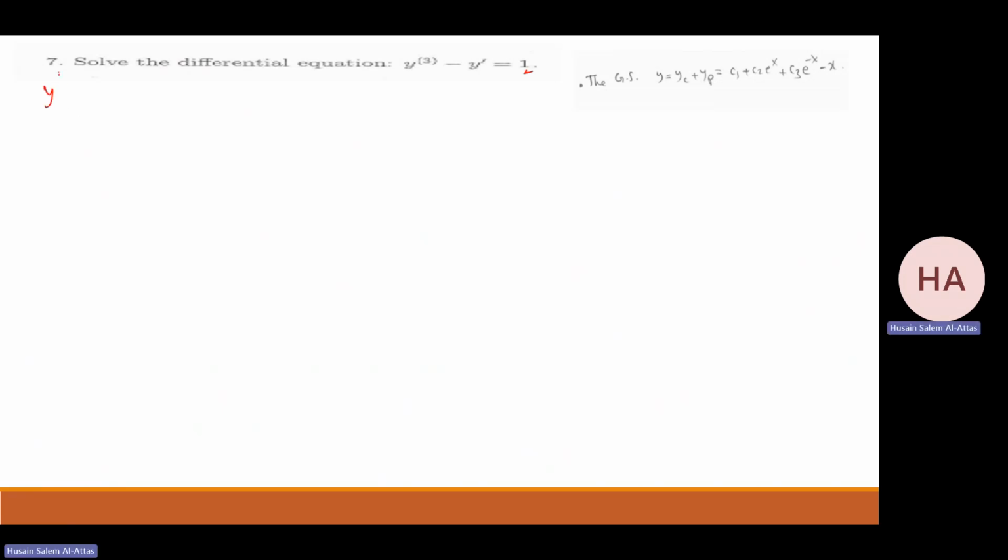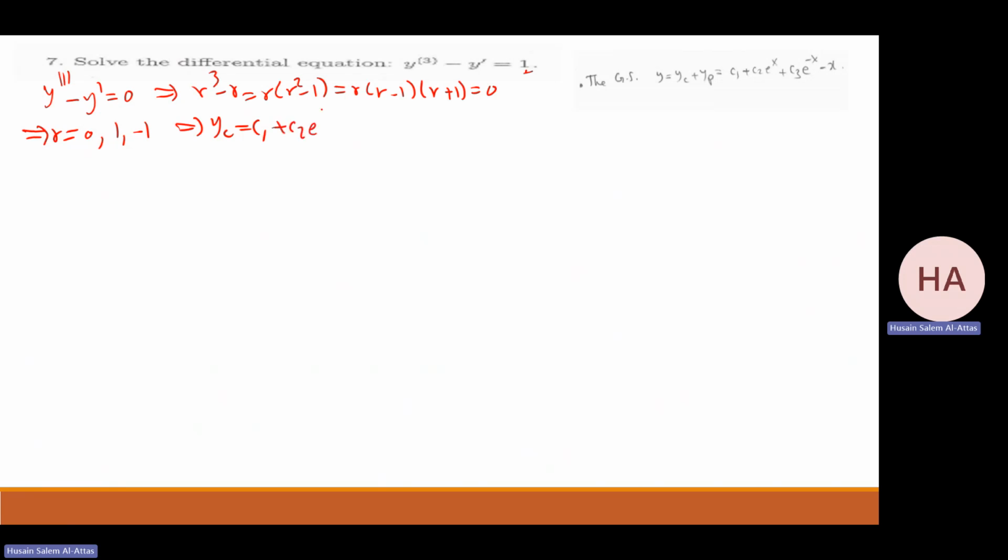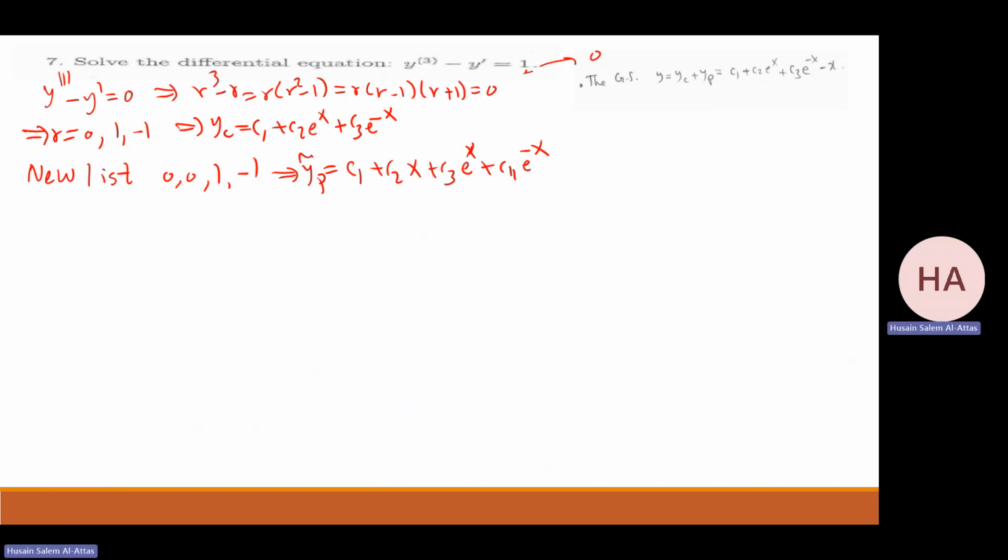First, I need to solve the homogeneous. So I have r cubed minus r, which is r squared minus 1, which is r minus 1, r plus 1. This is equal to 0. So r is 0, 1, minus 1, and yc is c1 plus c2 e^x plus c3 e^(minus x). What is the root from here? I need only 0. So my new list of roots are 0, 0, 1, minus 1. So yp hat will be c1 plus c2x plus c3 e^x plus c4 e^(minus x).